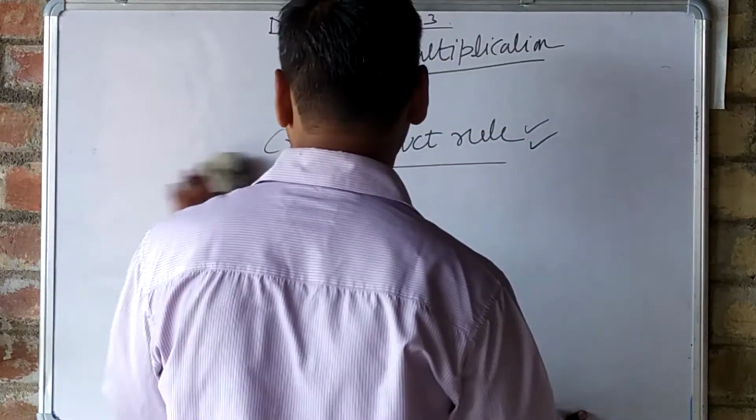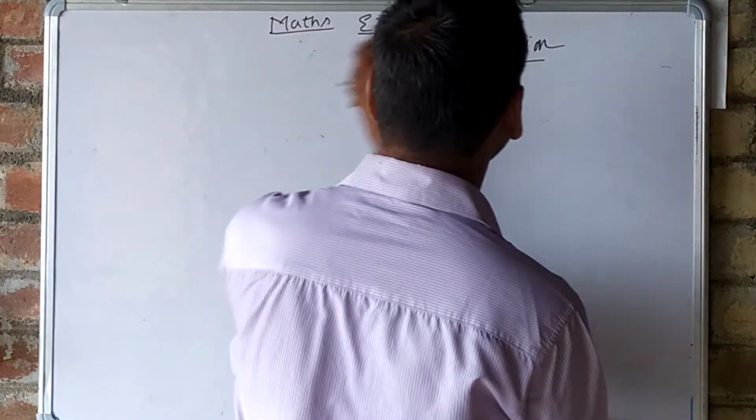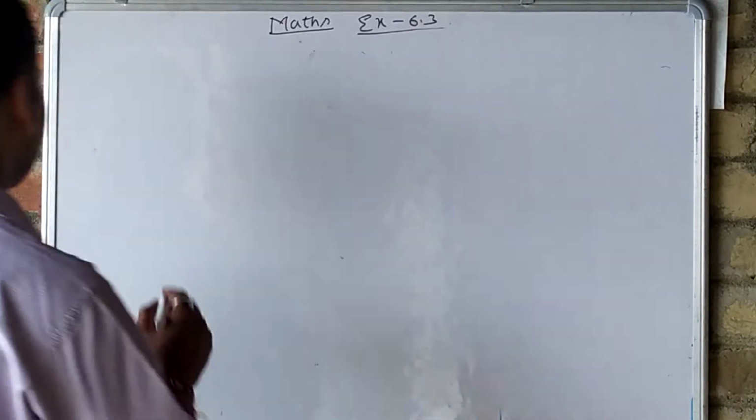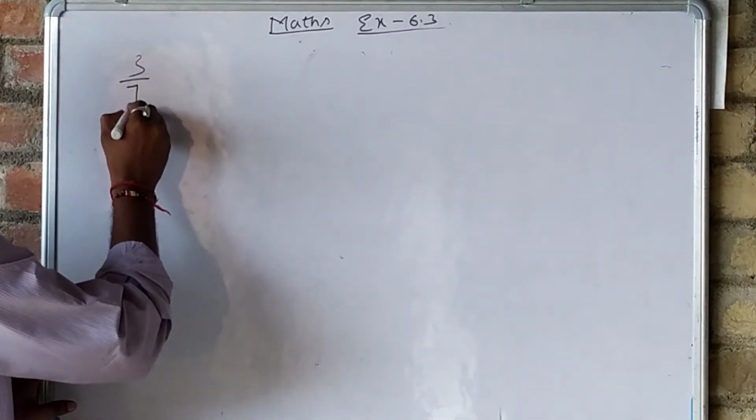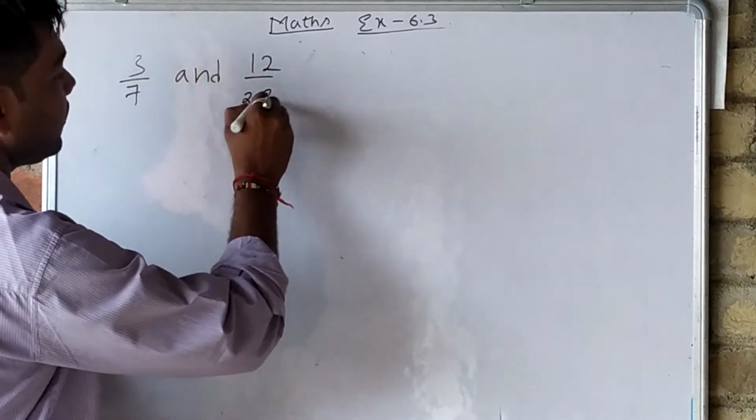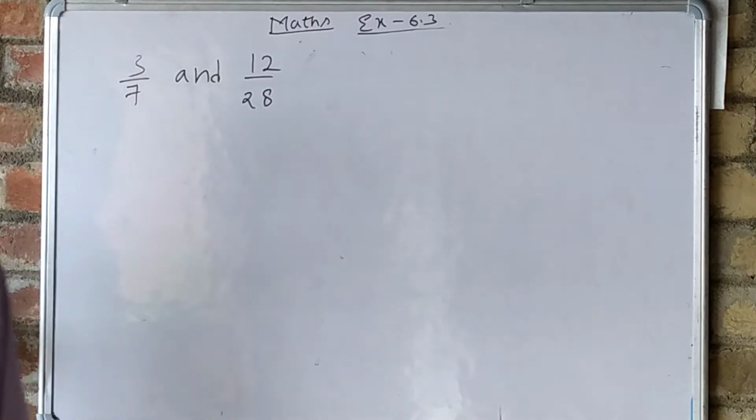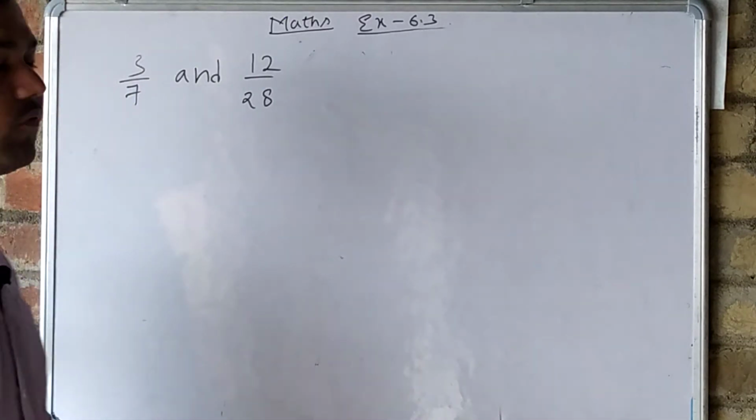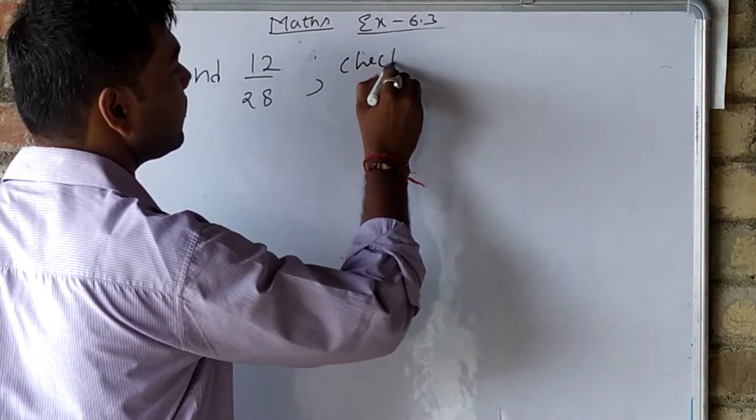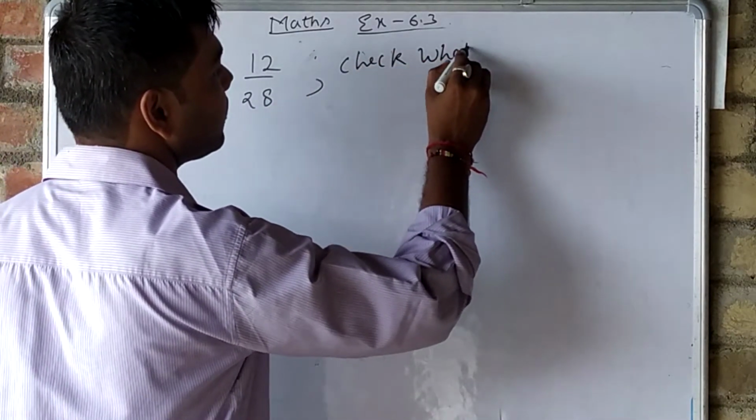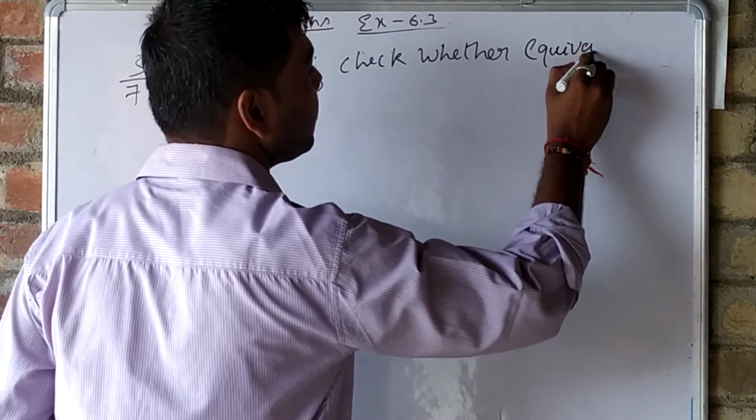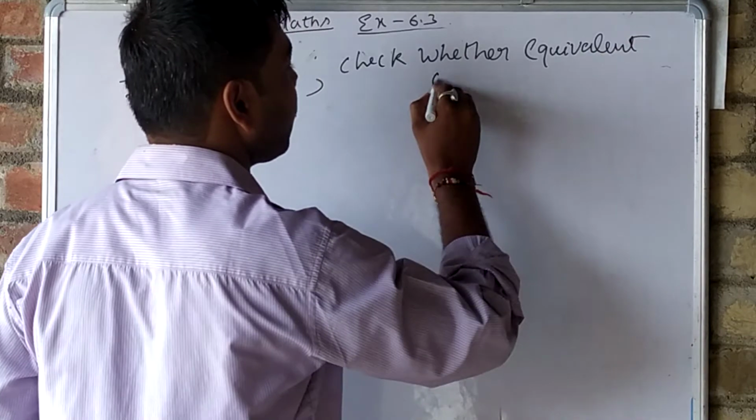Now see, I will take a few examples to make it clearer. For example, 3 upon 7 and 12 upon 28. This is given: 3 upon 7 and 12 upon 28. We have to check whether these are equivalent or not.